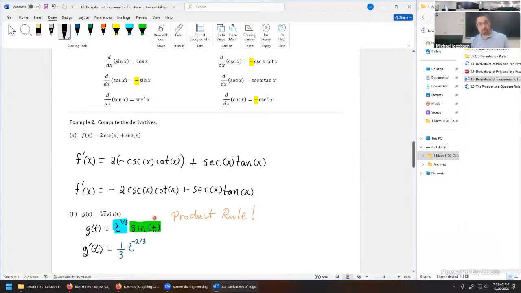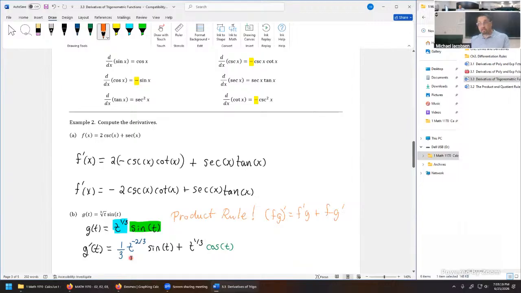Then the rest of the process is we copy the second function, sine t. We go plus with the product rule, copy the first function, t to the power of 1/3. And then finally, multiply by the derivative of the second function, sine t. We have that up above, derivative of sine is cosine. So this will become cosine t. So really all we used when we evaluate it by the product rule is that (fg)' is f prime times g plus f times g prime.